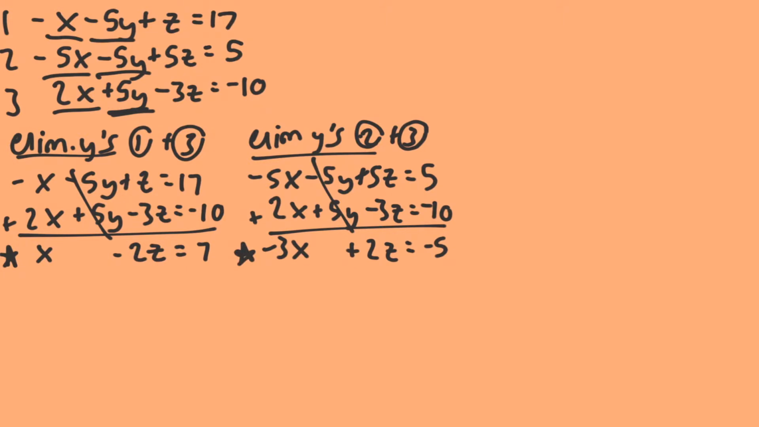So now we have 2 starred equations that don't have a y. We can put those together and try to eliminate another variable now. So we could eliminate the x's and multiply this whole equation by 3 to get it to cancel with the negative 3x. Or we could eliminate the z's, and they already cancel, so we don't have to multiply either equation by anything. So I'm going to do that one. And now we're using our starred equations.